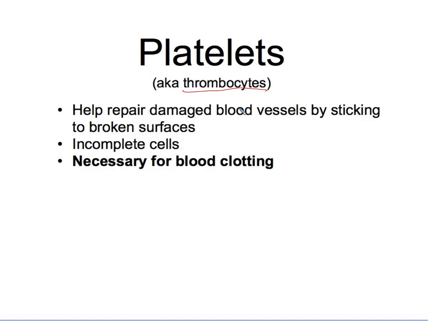These repair damaged blood vessels, and they do this by sticking together and to broken surfaces. So these are incomplete cells. They're not fully whole alone, and so they can link together, and in doing so, they clot your blood, which is great if you have a cut or an open sore. It's not so good if they're doing this inside your body, as that causes some issues.